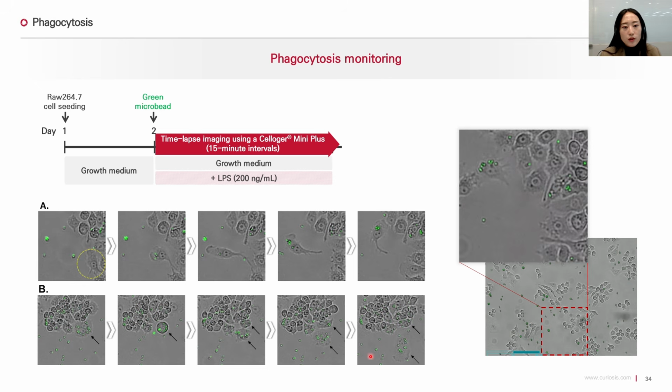Taken together, these observations show that CellLogger live-cell imaging allows researchers to track highly dynamic immune responses that are otherwise difficult to capture with conventional microscopy.